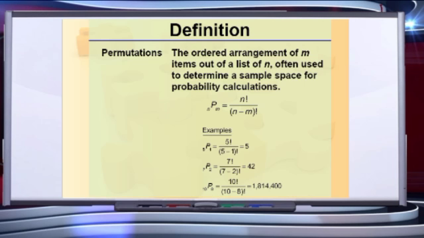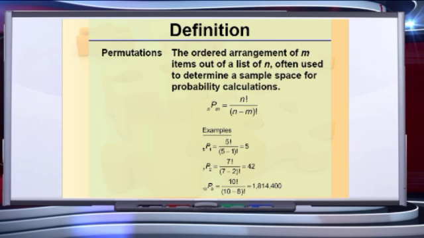Next, we are starting with the definition of permutations. So what is permutation? Permutation is the ordered arrangement of m things taken out of the list of n things. That is denoted by nPm and is given by n factorial over n minus m factorial.